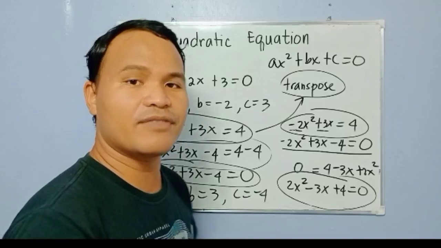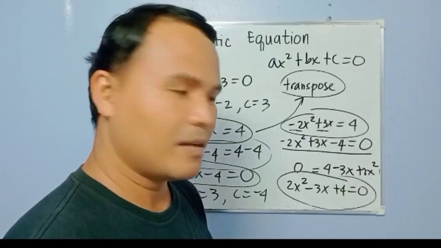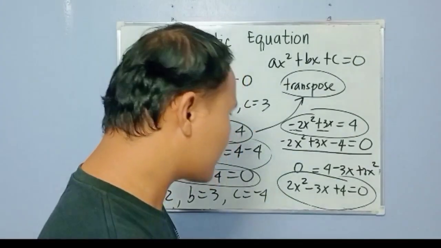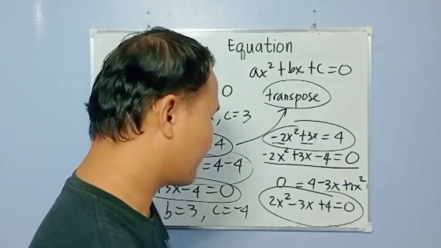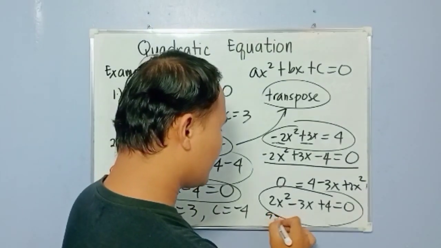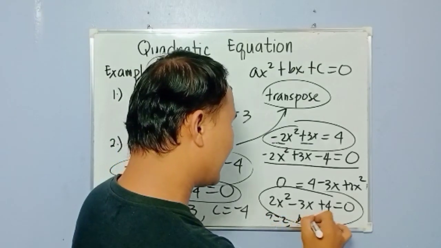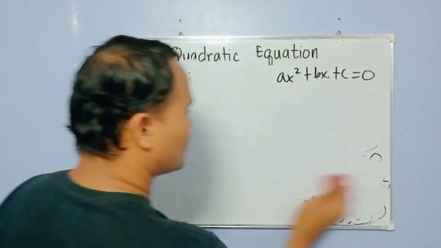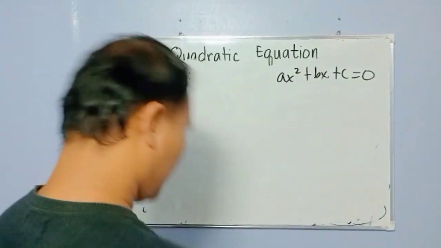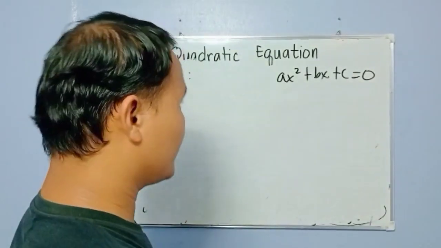Pero nagkalahay na siya sa value ni A, ni B, o ni C. But it doesn't matter. As long as wala kay i-violate na rules, okay, ragyap na siya. So, here, your A is 2, your B is negative 3, and your C is 4. Another example of a quadratic equation.